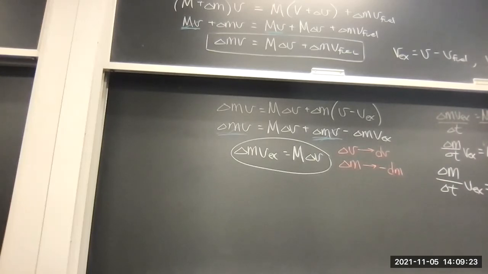1 over m times dm and integrate dv. If our bounds are from some initial mass to some final mass and some initial velocity to some final velocity, this then becomes, how do we integrate 1 over x? Natural log. So this is then the natural log of m final minus the natural log of m initial is equal to v final minus v initial.